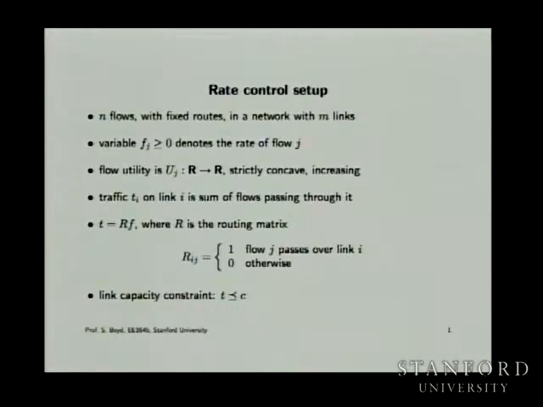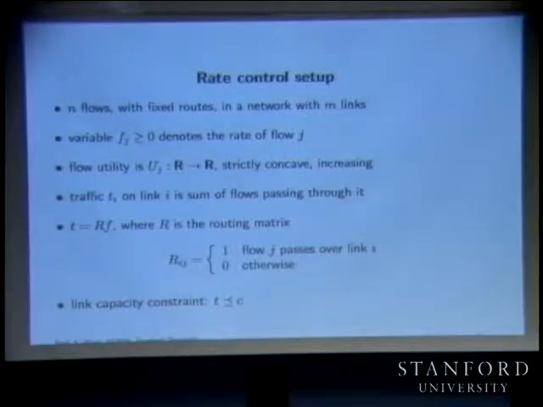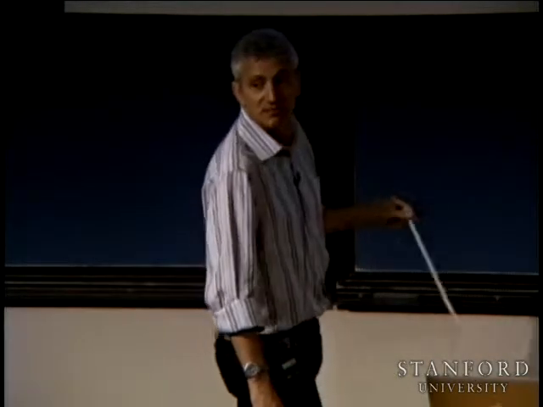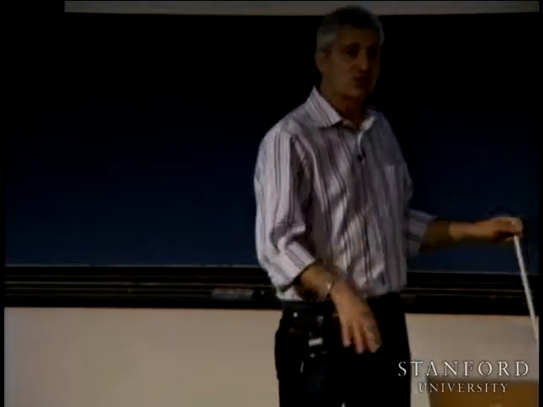The variables are going to be the flow rates of the different flows. Each flow rate is associated with a concave and increasing utility function. That tells you how much benefit you derive from flowing at a given rate. These could be all sorts of things, and I'll talk about them in a minute. The traffic on a link is the sum of the flows that pass through it. These flows flow on links, and multiple flows go through the same link. You add up all the flows on that link, and that gives you the total traffic.